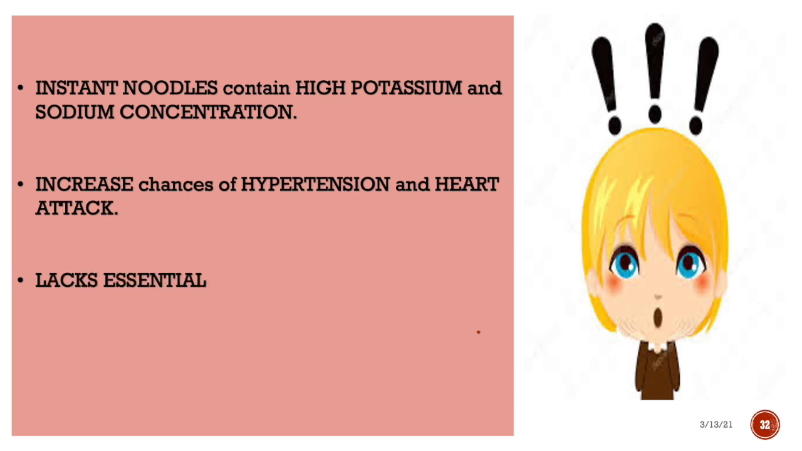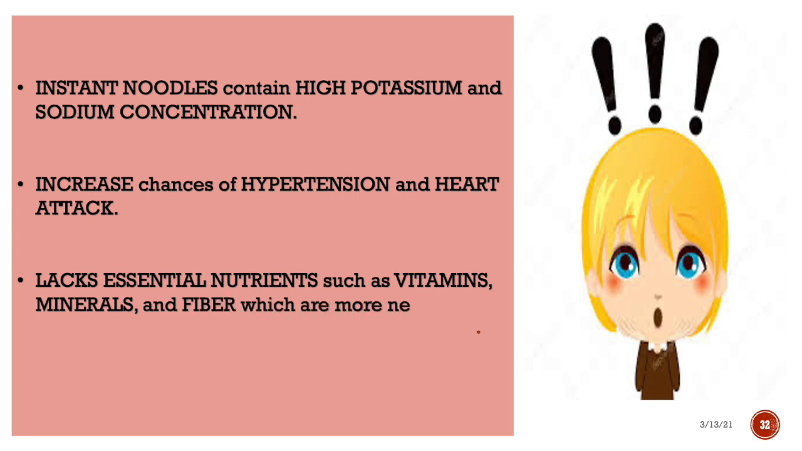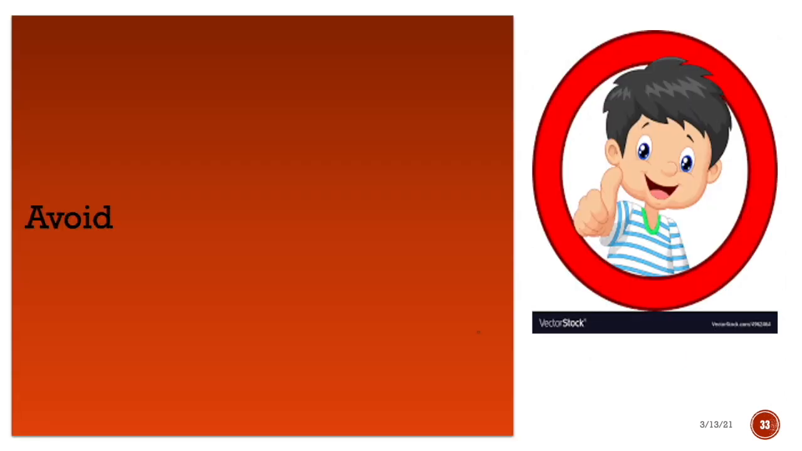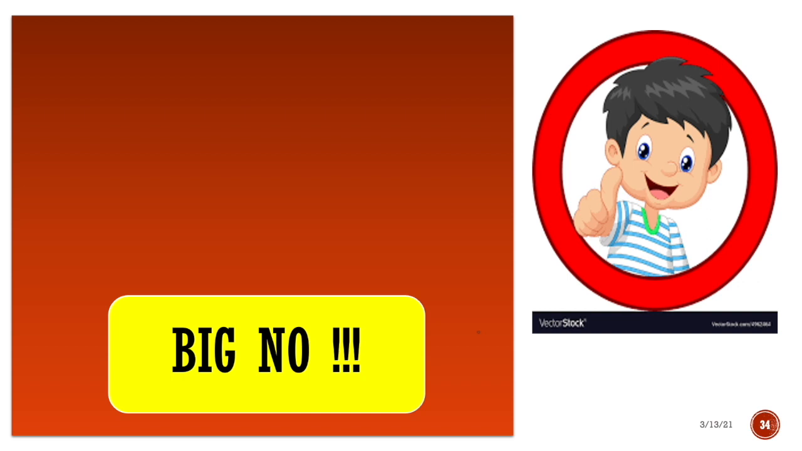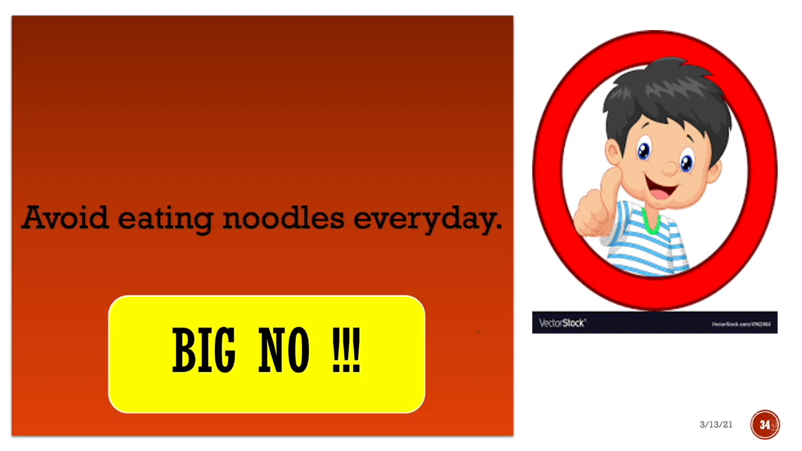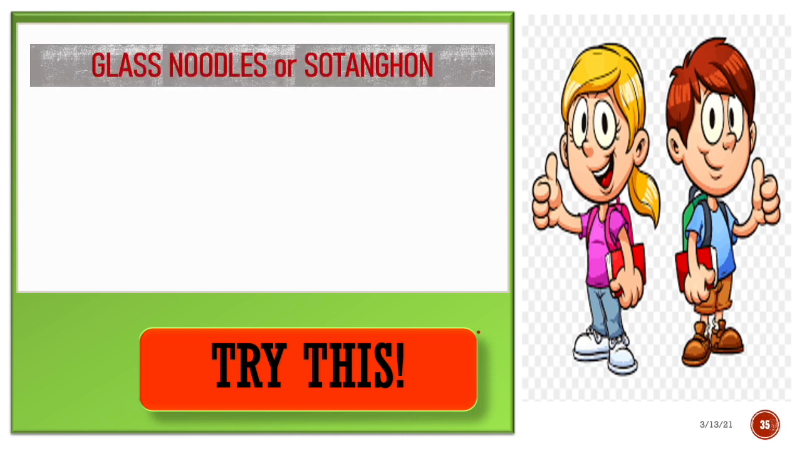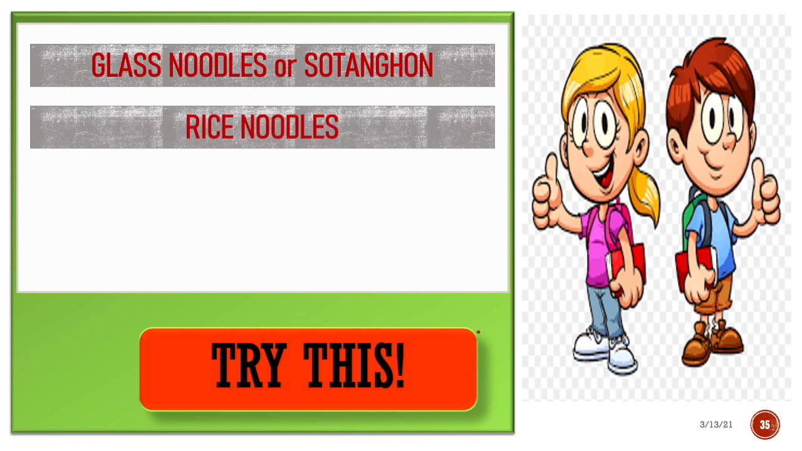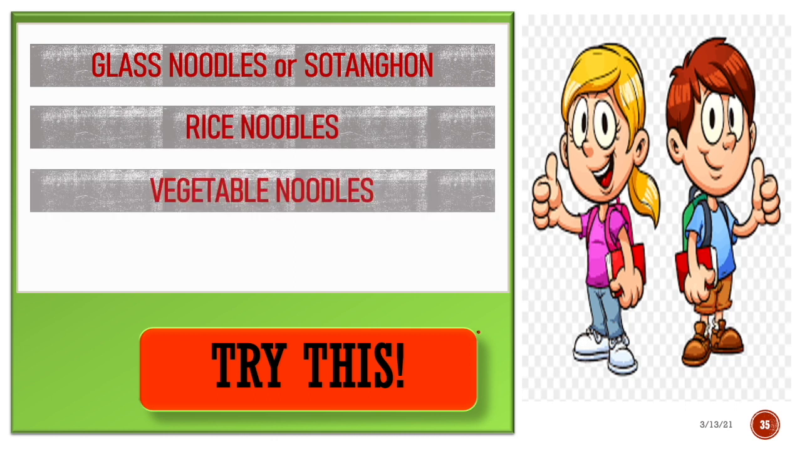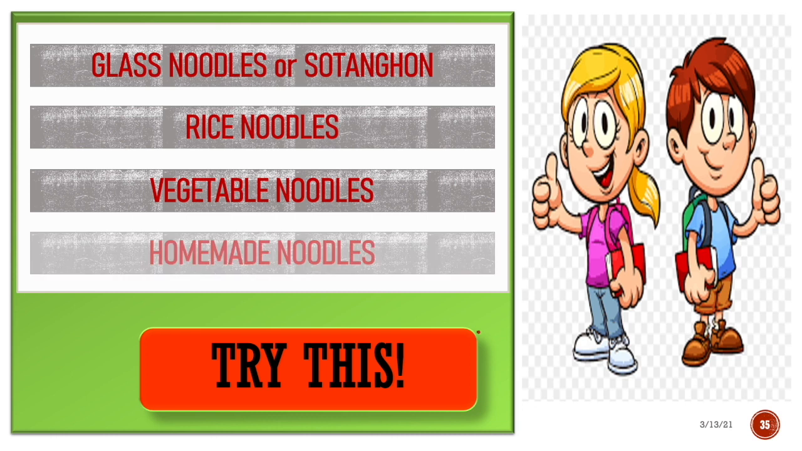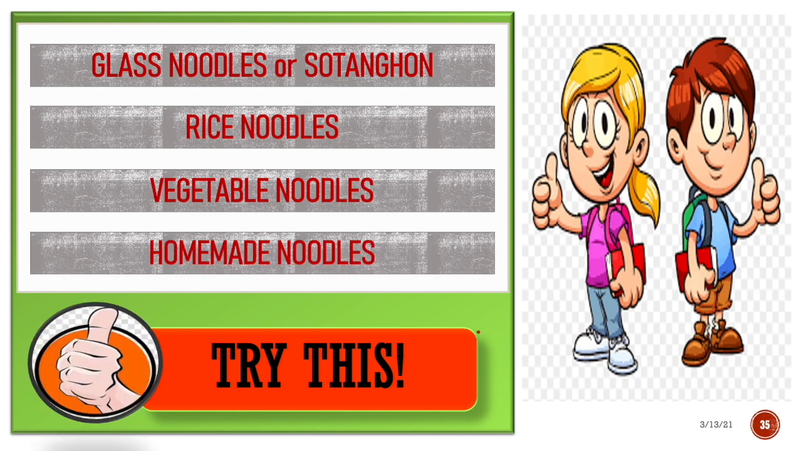Noodles do not contain essential nutrients such as vitamins, minerals, and fiber, which are more needed by our body. Now, what could be the best substitute for instant noodles? According to my research, the following may be healthy substitutes for instant noodles: rice noodles, glass noodles, vegetable noodles, homemade noodles, and whole wheat pasta.